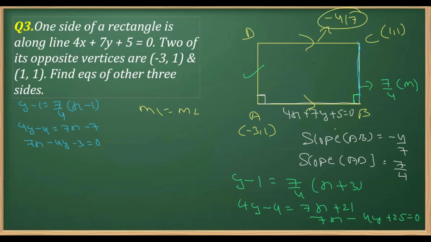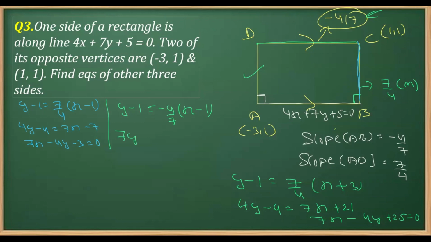Now check here for DC, I'm talking about this line DC. We know the slope and we also know a point through which it is passing. So in the same manner, we are going to obtain the equation of this line. It is y minus y naught, y naught here is 1, equal to m, and the slope is minus 4 over 7, into x minus x naught, and x naught is 1.